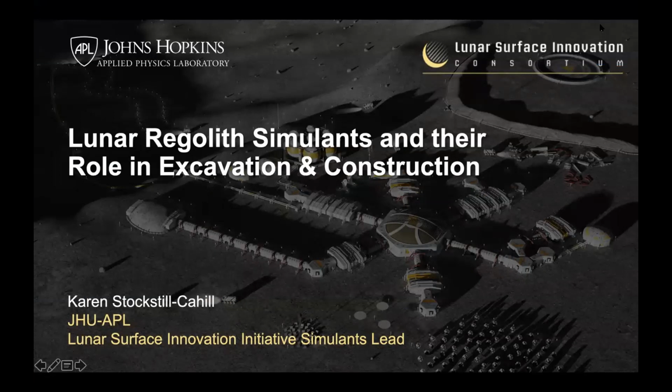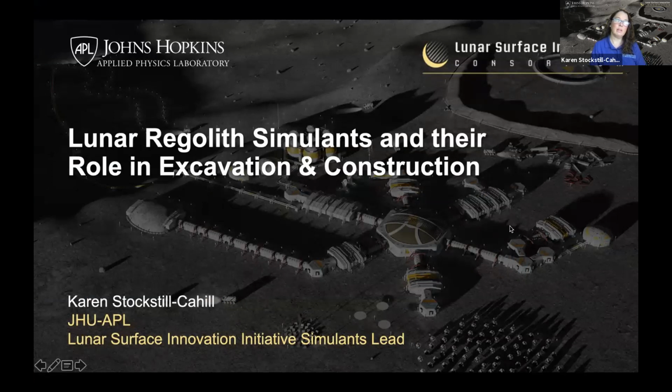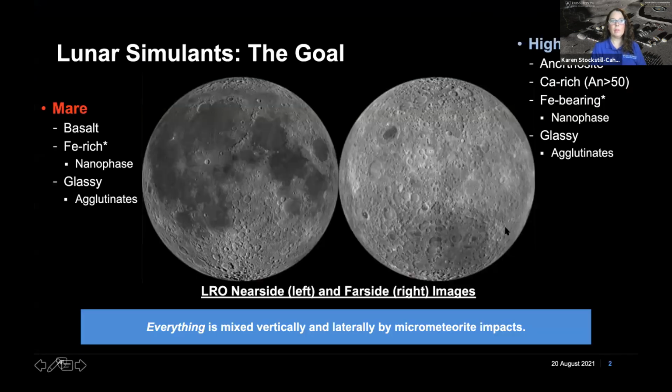Yes. Okay. So today I'm going to talk a little bit about lunar regolith simulants in the context of what I think might be important to excavation and construction. So our goal with lunar simulants is to simulate the lunar regolith that we have on the surface of the moon, and that's based on some Apollo samples of the lunar regolith. We don't have a whole lot, and we only have near side, but we use that to extrapolate to what we think is probably pretty well representative of the surface of the moon.